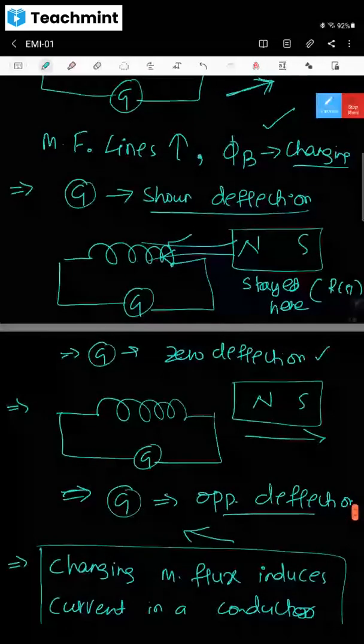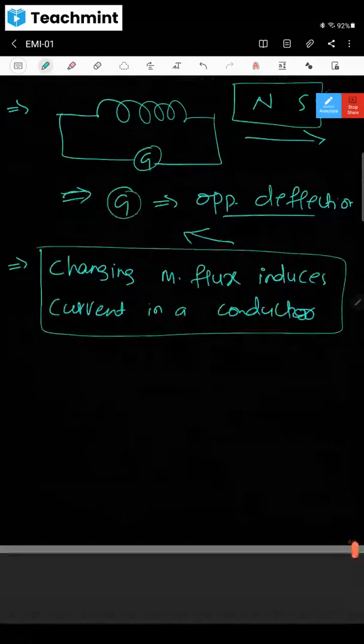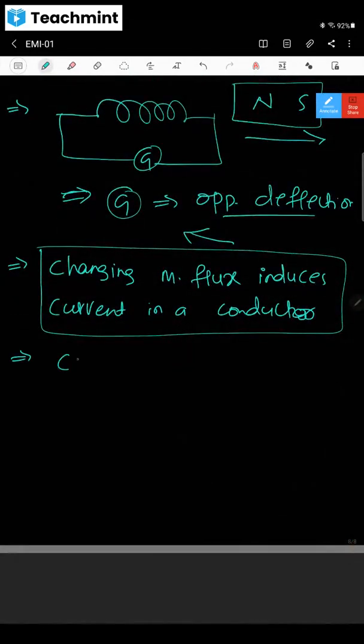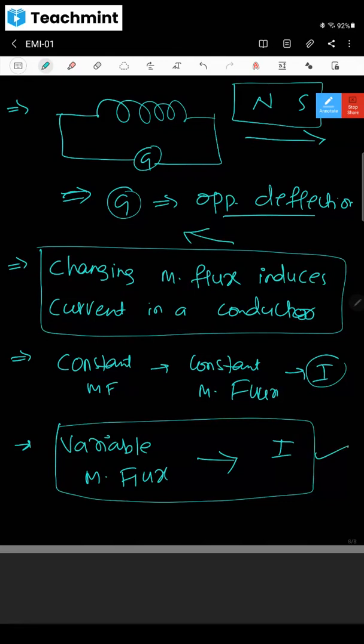That means here, if they have brought and kept it, magnetic field lines are entering, but these have become constant. No, we don't want a constant magnetic field. I mean, we don't want constant magnetic flux for this current. We want variable magnetic flux. This magnetic flux should always be changing. Variable magnetic flux means we'll get the current. Is it clear? Is it clear whatever I have done?